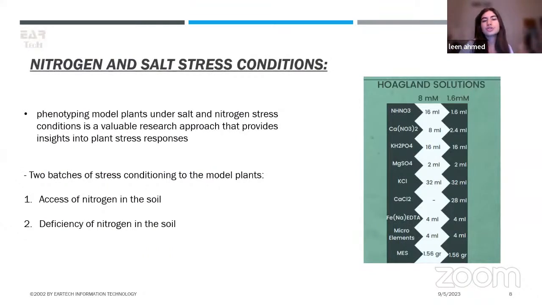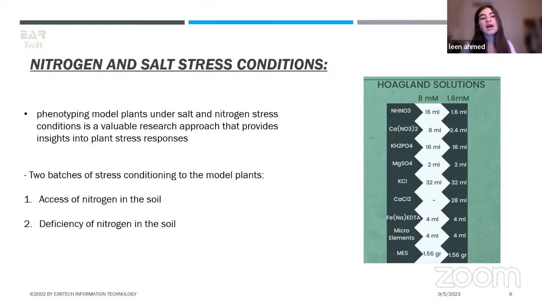Okay, so for nitrogen and salt stress conditions, I want to go quickly over it. As I said, first of all, we germinated the soil. So we planted the seeds of the Arabidopsis thaliana, and we put them into two different batches of stress conditioning. So the first batch had an excess of nitrogen in the soil. When we were preparing the Hoagland solutions, as you can see to the right, these are the exact measurements. But when we were preparing them, we put an excess of nitrogen to see how the plant would react.